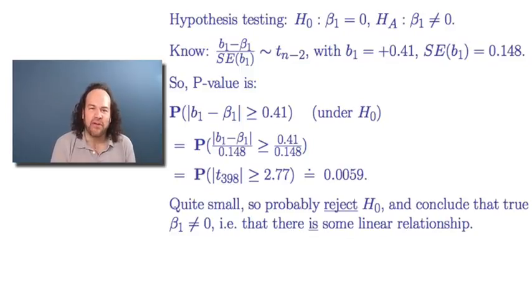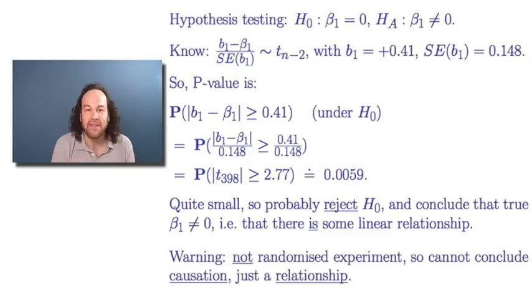Now, you should be careful when you do either a confidence interval or a hypothesis test that you don't overstep your bounds and say, well, that means that when the BMI goes up, that causes a change in the age difference. Because after all, this was not a randomized experiment. We just got some observational data. And so that means we can't conclude any causal relationship. We can just say there's some sort of a relationship, and indeed some sort of a linear relationship, between the BMI and the age difference for those skeletons.